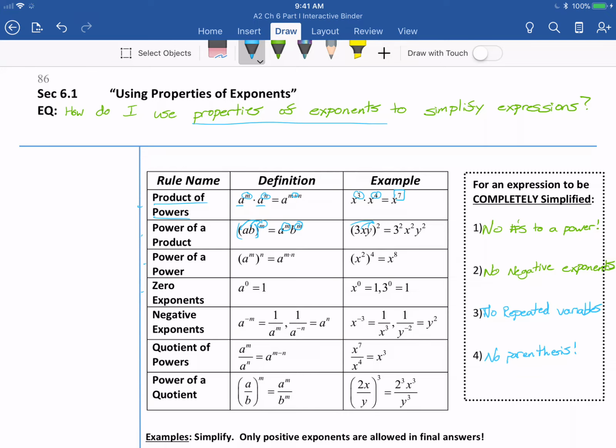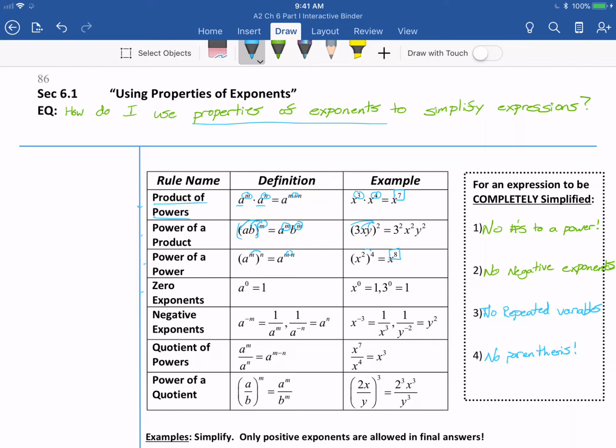Then we have the power of a power property. If you have a power on top of a power outside of parentheses, you multiply those together. So if I have x to the second to the fourth power, we multiply those together to give me that 8. So a power to a power, you multiply.